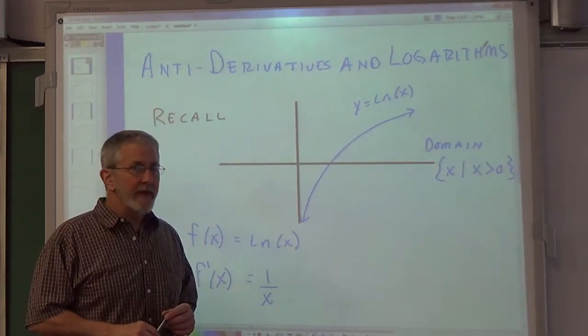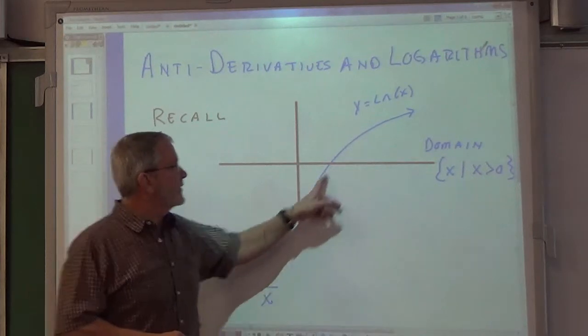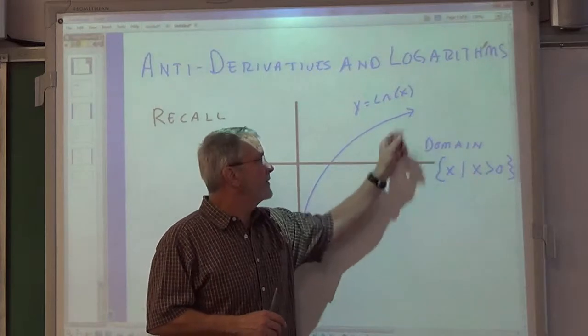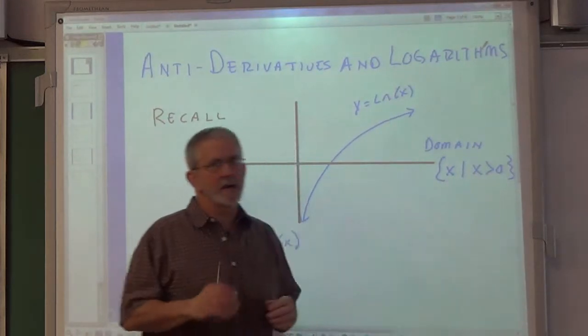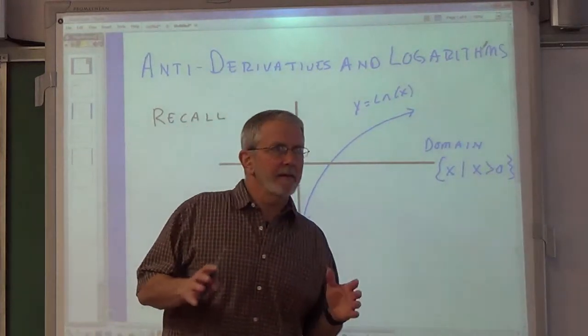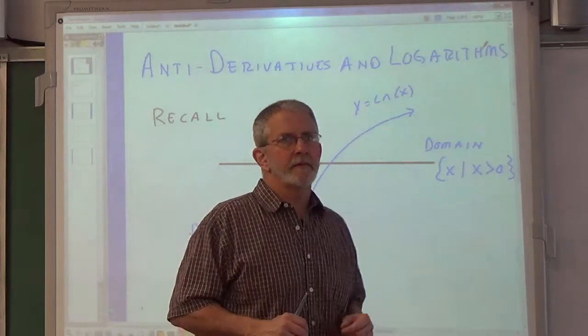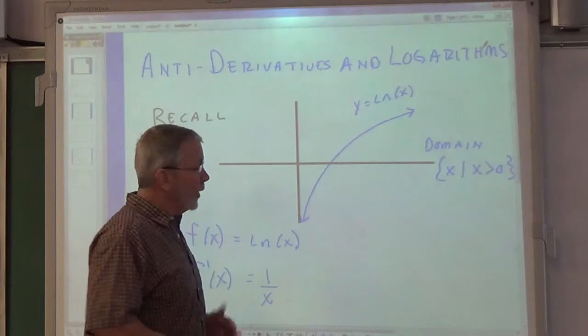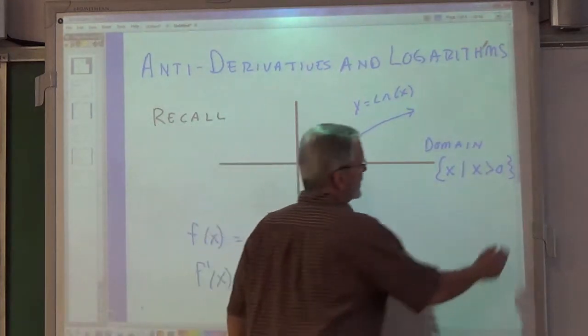Well, let's recall what we talked about yesterday with the function ln of x. This is what the function ln of x looks like, and what we want to notice here is that the domain of ln of x is all x such that x is greater than 0. You can't log a negative. So this is the domain of ln of x. Keep that in mind.